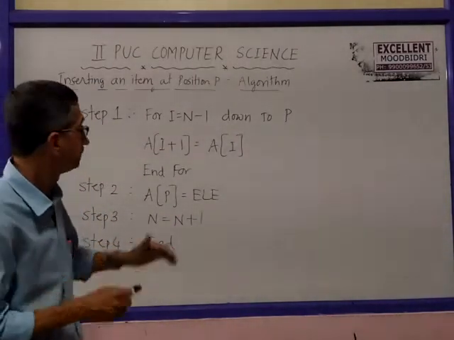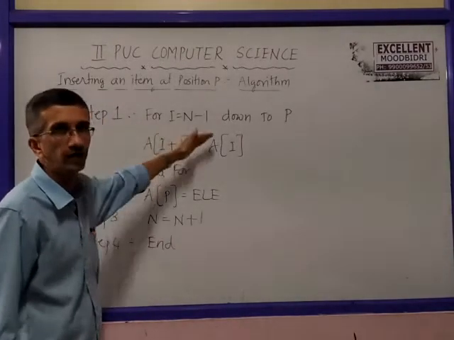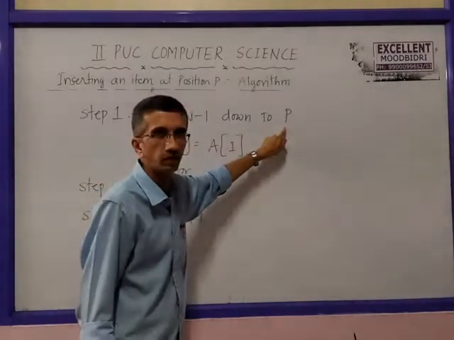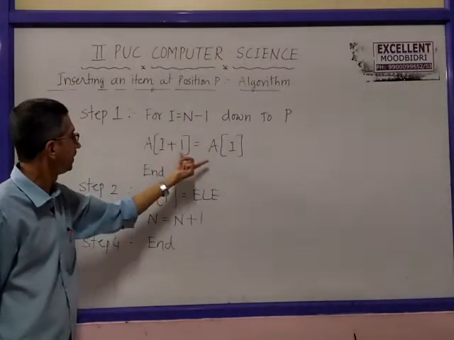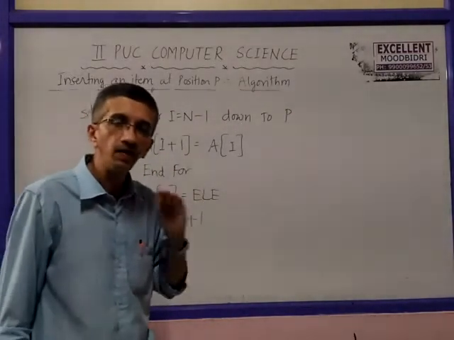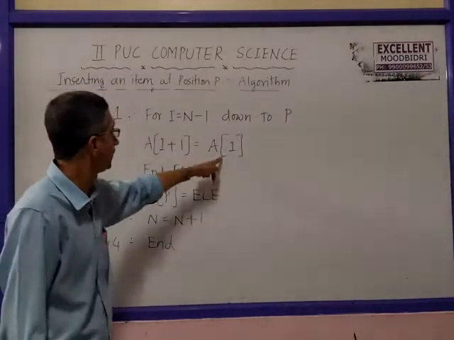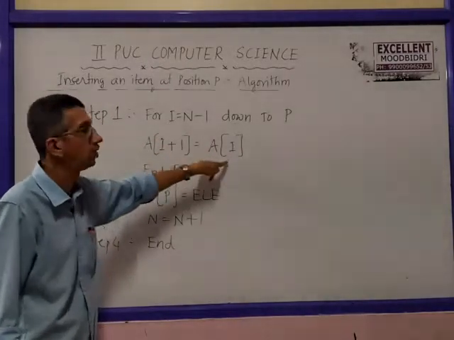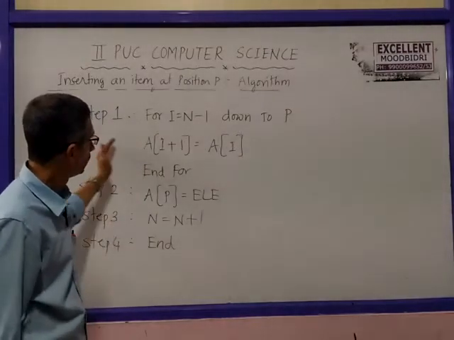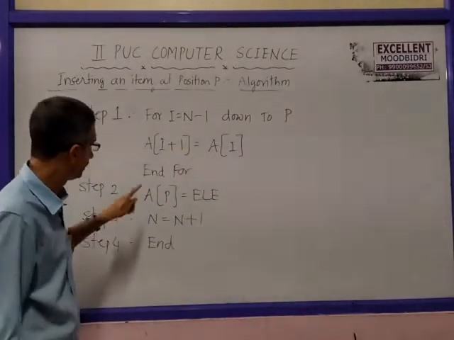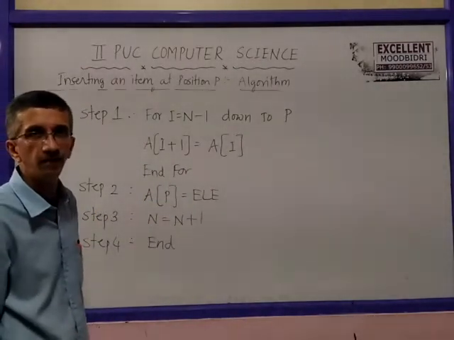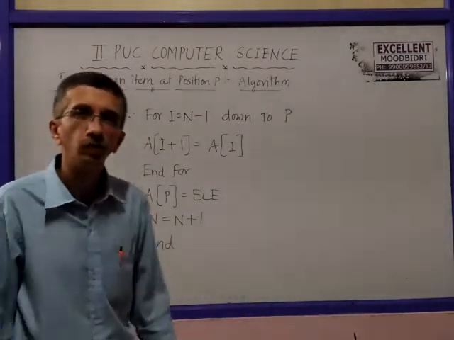Inserting involves shifting of items. As I told, it's a downward loop from the last item till the given position. And shifting is done using this statement: copying, assigning the previous item to the next location, A of i plus 1 is equal to A of i. Assignment is always right to left. So all the items will be shifted, and at the given position p, we assign the new element which we have entered. That's all. Number of items should be 1 more.